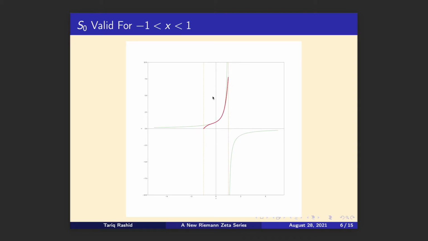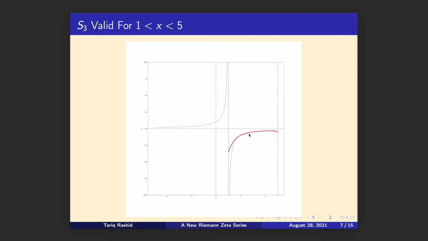And the other one that we did, S3, developed around 3, is valid between 1 and 5. And again, we've calculated it to, I think it was 5 terms if I remember correctly. So it's a fairly good match. But they're not the same. So what's going on?